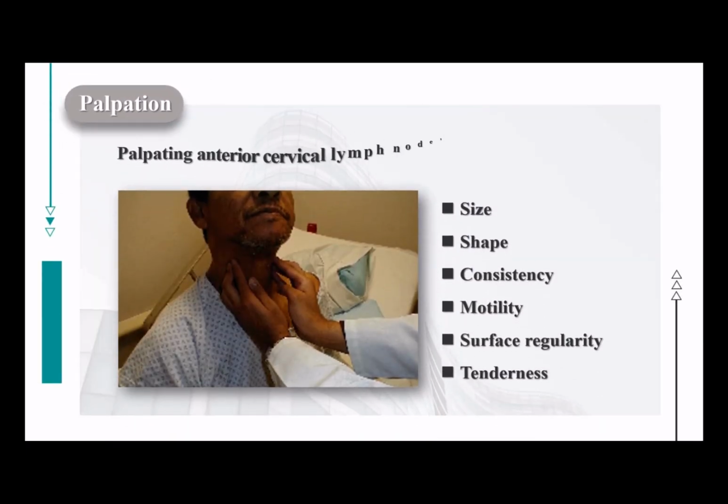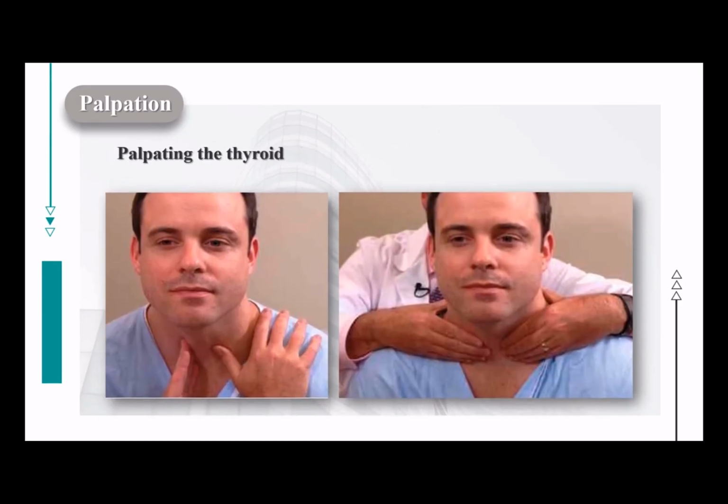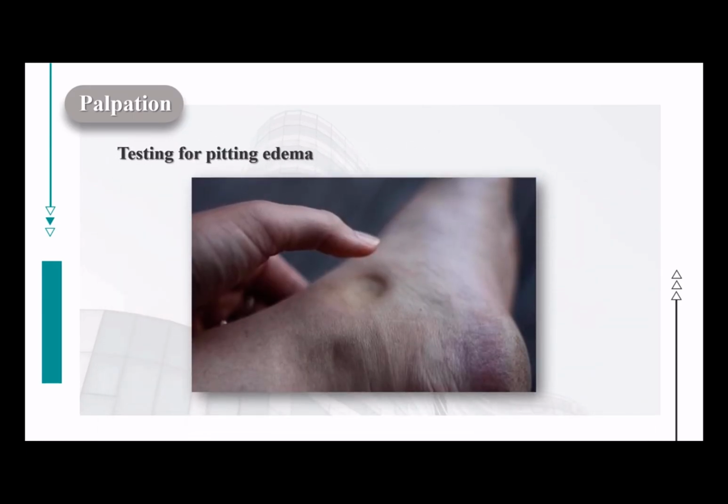For example, palpating anterior cervical lymph nodes. The figures show the palpation of the thyroid. Pressing and holding the finger into the swollen tissue of a bony area for 5 seconds, if there is an indentation left behind when we remove our fingers, it is referred to as pitting edema.